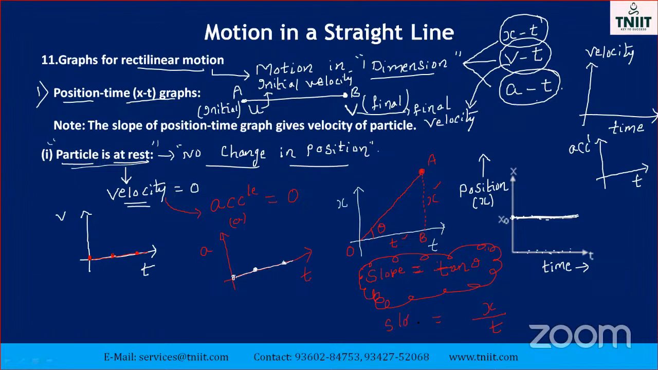You know the definition for x and t, right? What is x by t? What is the distance by time? So distance by time represents the velocity. So what does the slope of the xt graph represent? The slope of the xt graph represents the velocity.